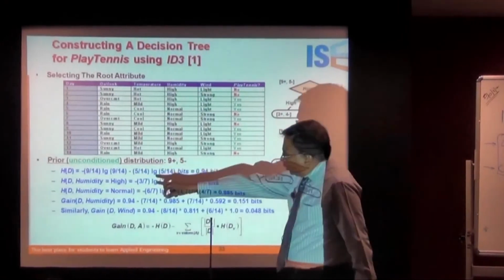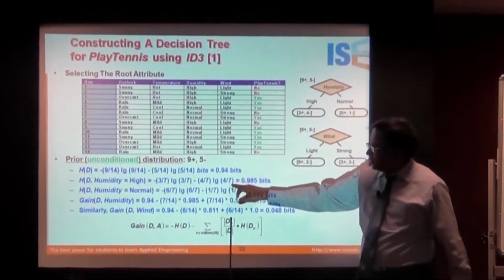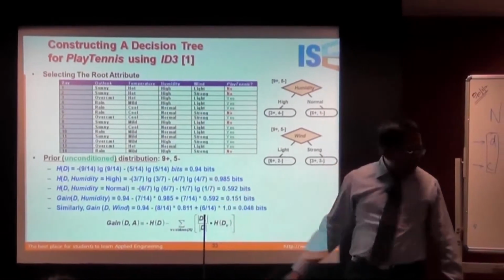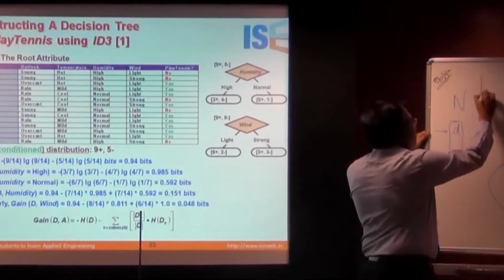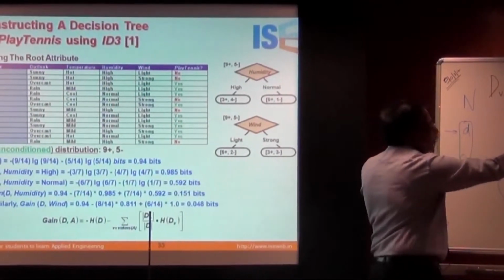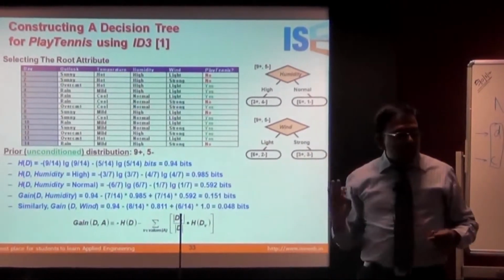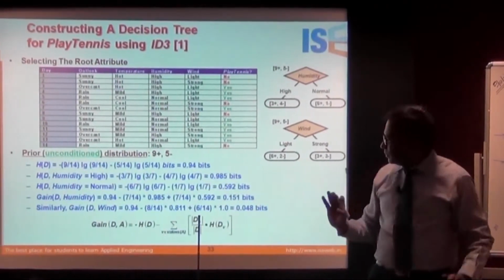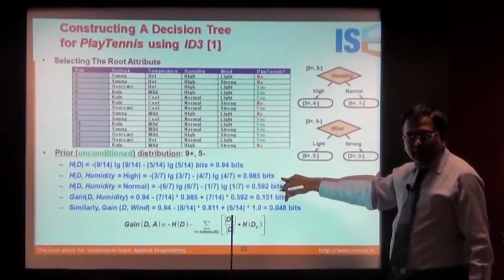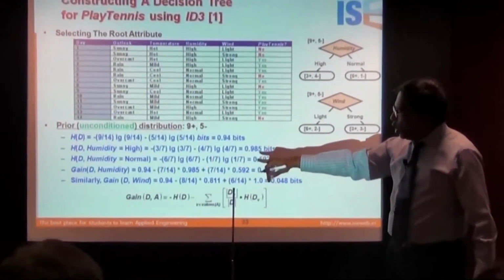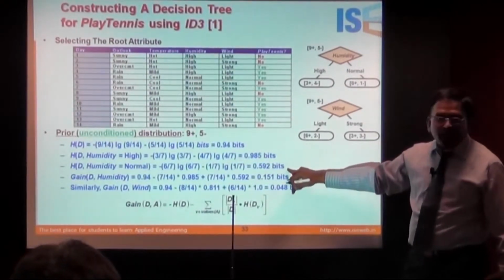Hence, D with humidity high is minus 3 by 7 log 3 by 7 minus 4 by 7 log 4 by 7. What we are computing here is just dV1. That's all. Everyone is okay with that? So that is 0.985 bits. And when humidity is normal, similarly, the number is 0.592 bits.